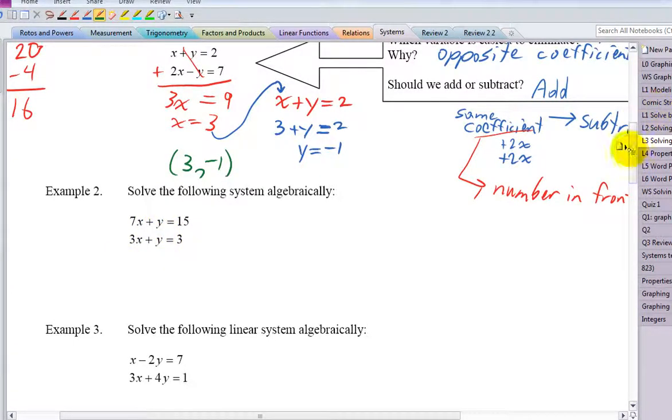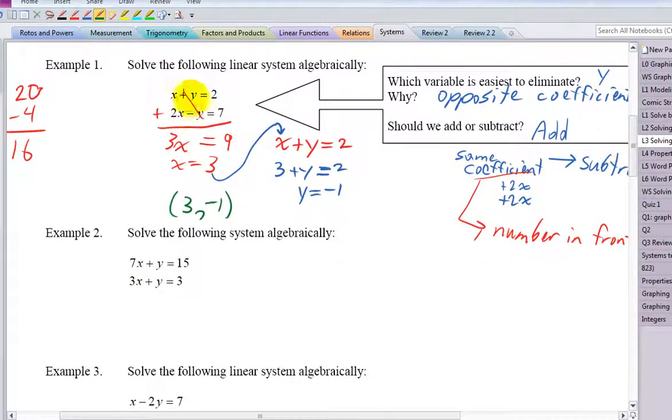Now the y's are exactly the same. They're not opposites. Up above, one was positive, one was negative. Now both of them are positive. So what should we do? Subtract. Now you got to be careful with your subtraction.